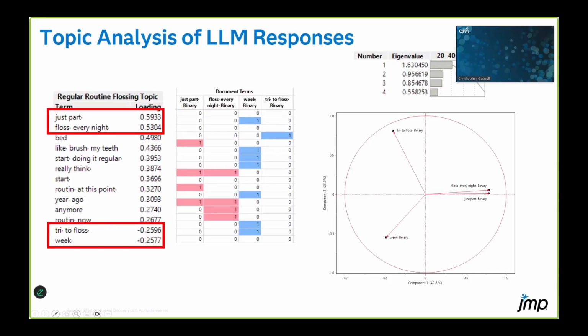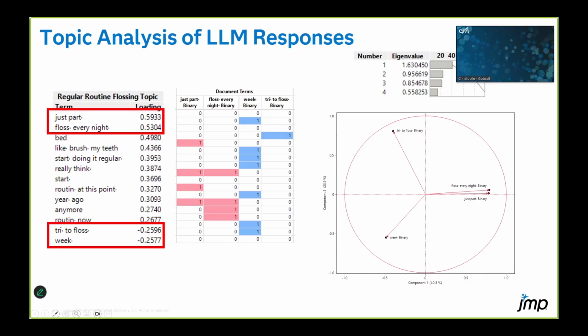Now I'm going to do a digression into what is a topic. Well, technically, it is an exploratory factor analysis, a rotated principal components analysis of the document term matrix. A practical way of looking at it is as combinations of terms with high and low correlation to one another.